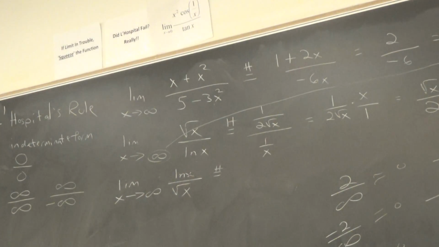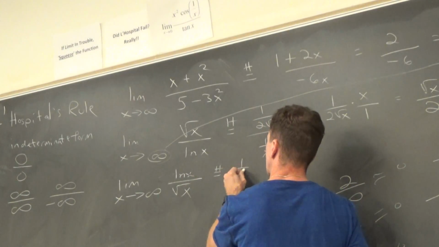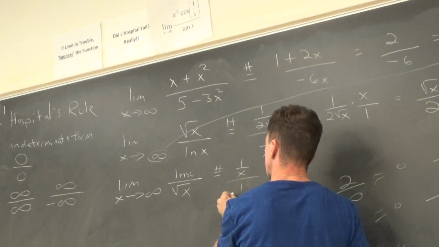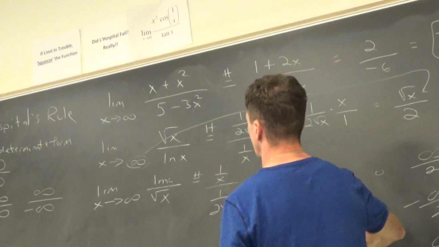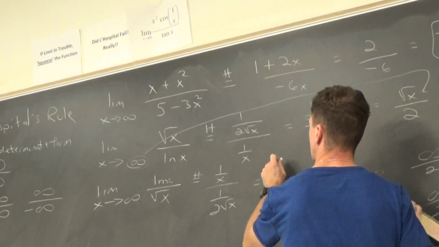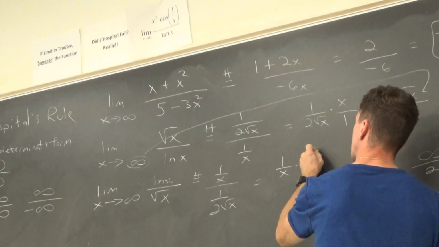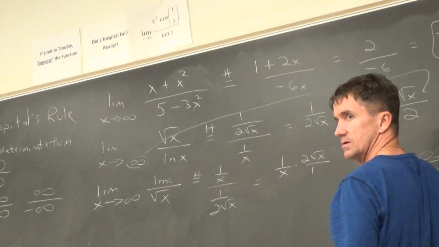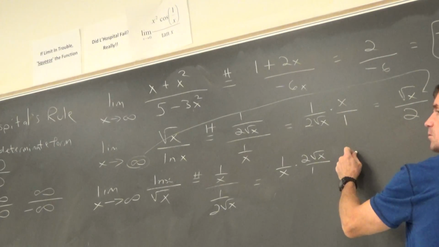This one. All right, you ready? Let's do L'Hopital with the derivative of the numerator, 1 over x. Let's do that. And the denominator, 1 over 2 root x. Oh, and I want you to multiply by the reciprocal of the denominator so it looks better. So it becomes 1 over x times 2 root x over 1. That's 2 root x over x. Sorry. Now we're going to simplify this.